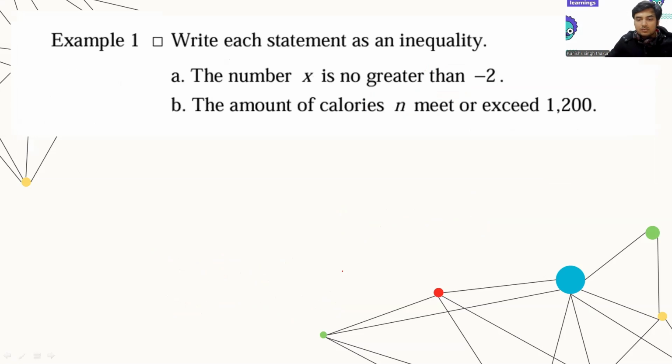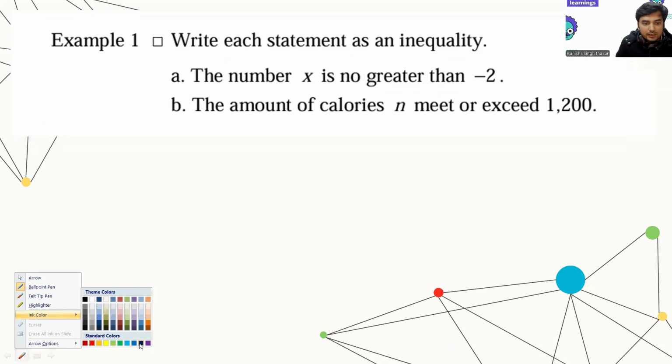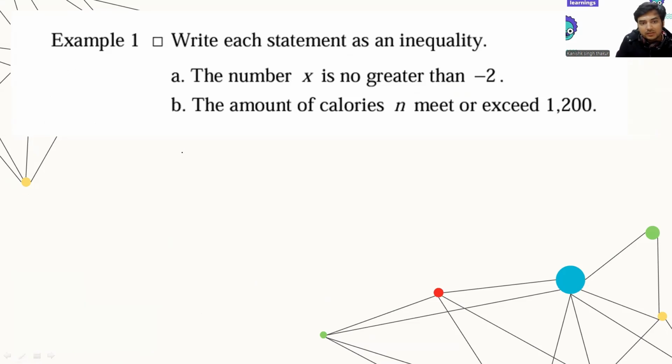Okay, so let's try to solve some examples here. The very first example: x is given to you as no greater than minus 2. No greater than minus 2 means what? It is less than minus 2, isn't it? And minus 2 you have to include here. So less than or equal to minus 2. So the A part is x is less than or equal to minus 2.